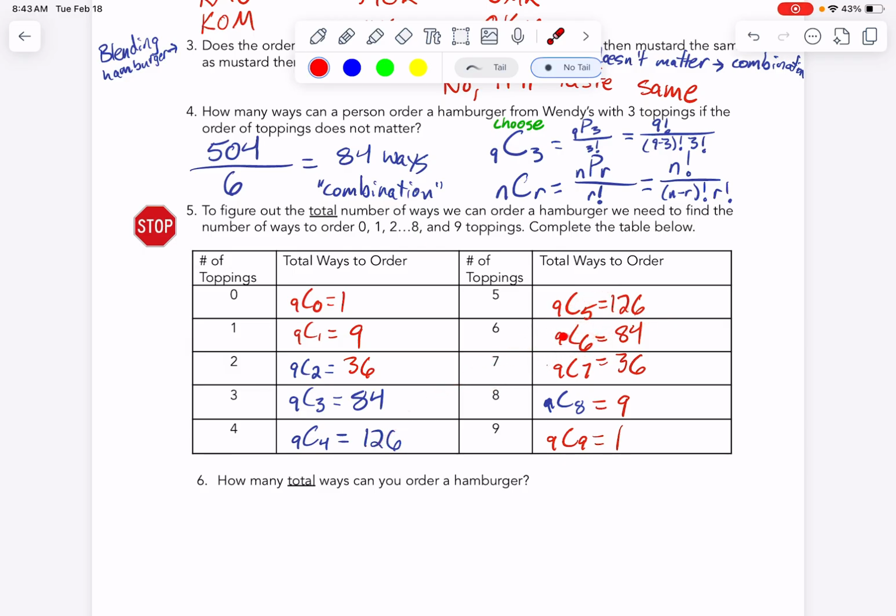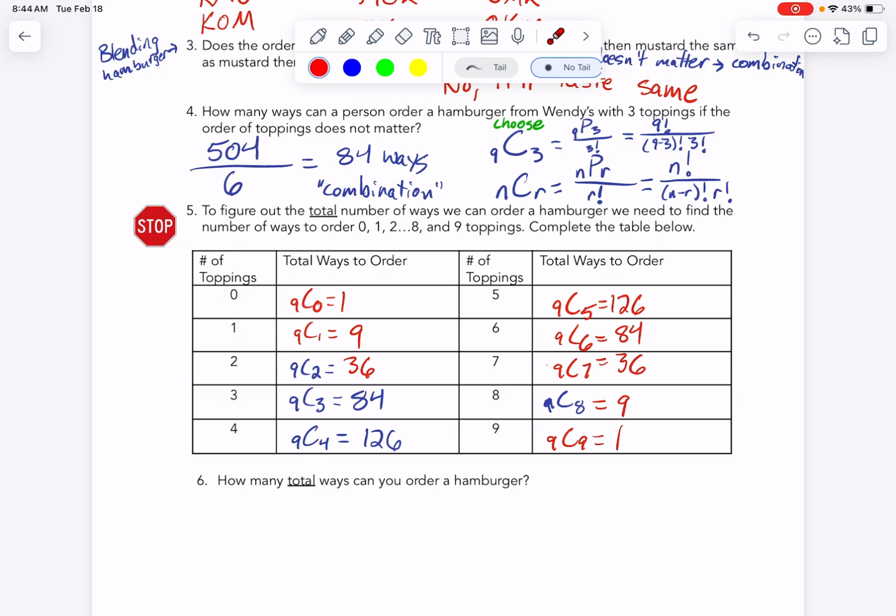For 9 choose 6, I'm choosing 3 to remove from my burger. So that's going to be the same number as 9 choose 3. 9 choose 7 is the same way. I'm picking 2 to take off the burger. These numbers are going to be the same. That's why 9 choose 9 is the same, right? There's only one way to pick nothing to leave off my burger, just like how there's only one way to pick nothing to put on my burger. So that's why these numbers are the same as they go down.